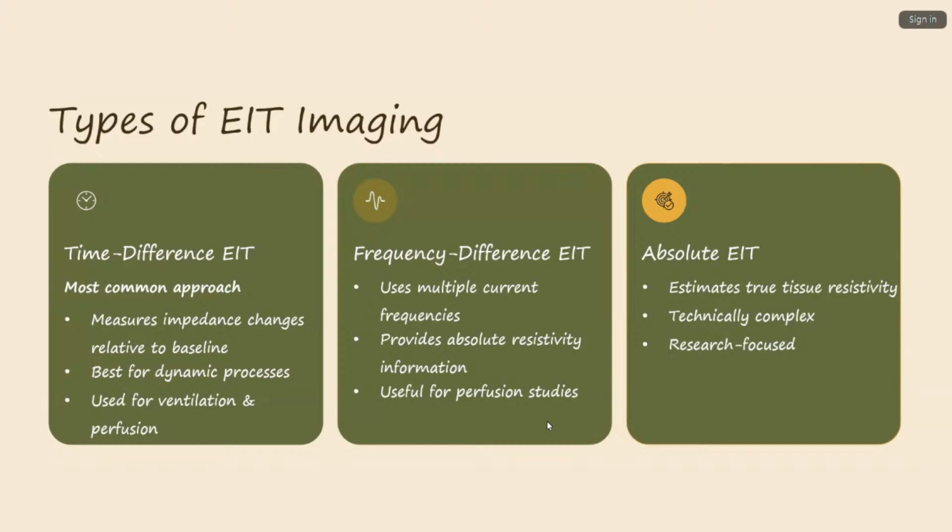And then frequency difference EIT, which uses multiple current frequencies. This basically provides absolute resistivity information useful for perfusion studies. And then absolute EIT estimates true tissue resistivity. This is technically complex, and basically it's research focused.